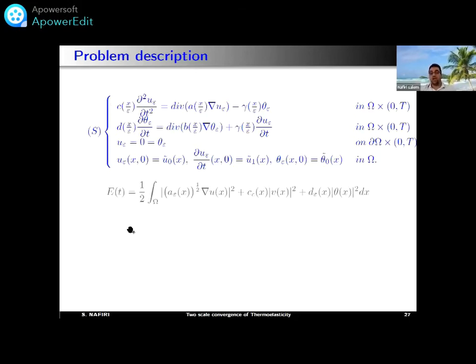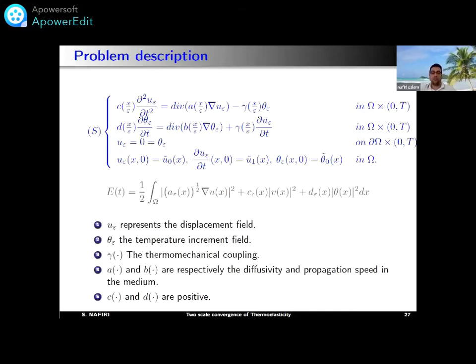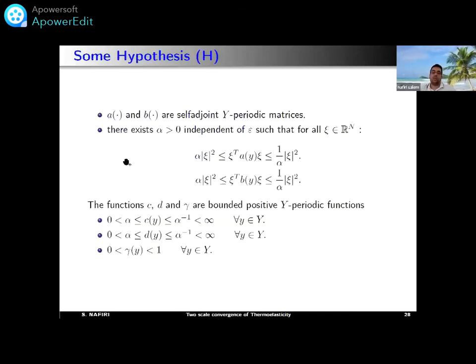And the energy is just a transformation of the previous one, and I have some hypotheses. The classical hypothesis that we put in general is the following: A and B are assumed to be self-adjoint Y-periodic matrices satisfying this property or estimate of ellipticity and boundedness, and I assume also that C, D, and gamma are bounded positive.